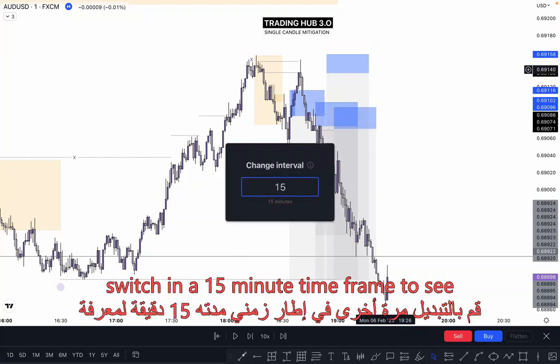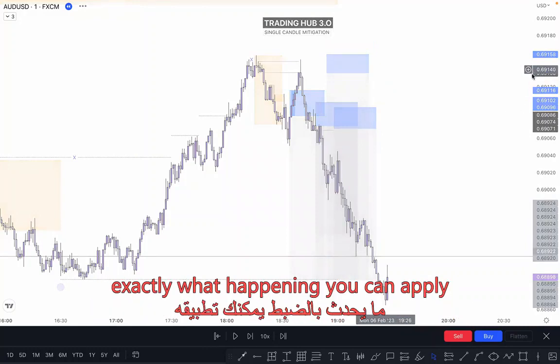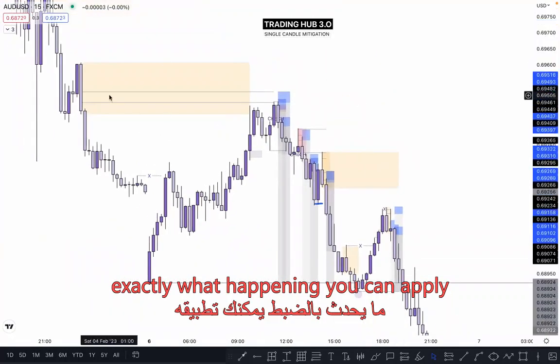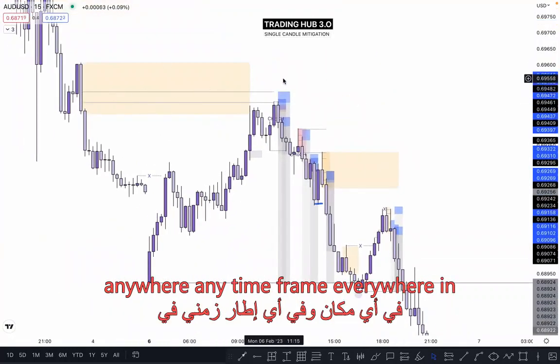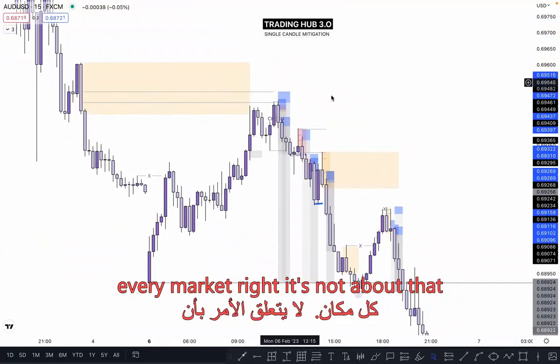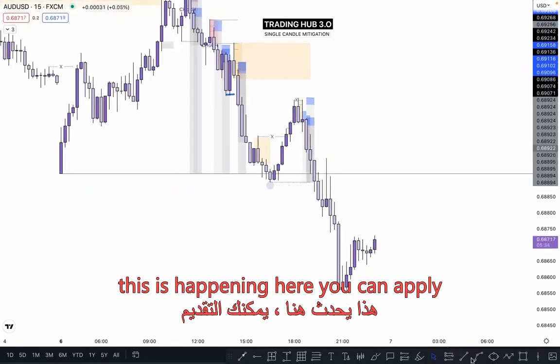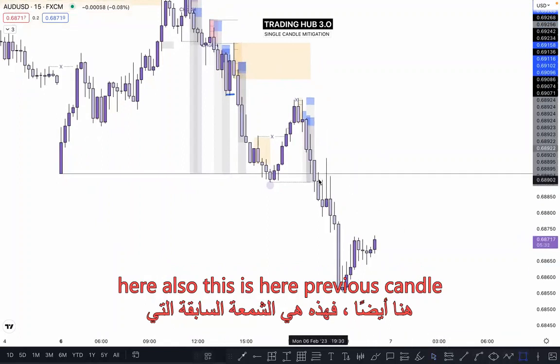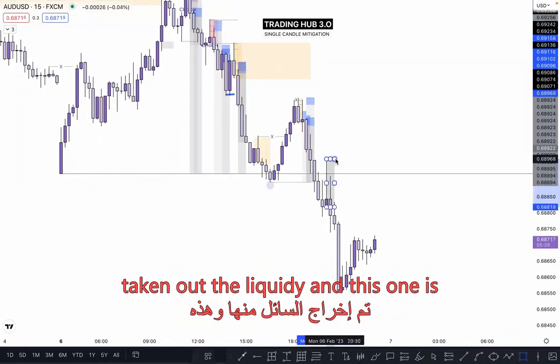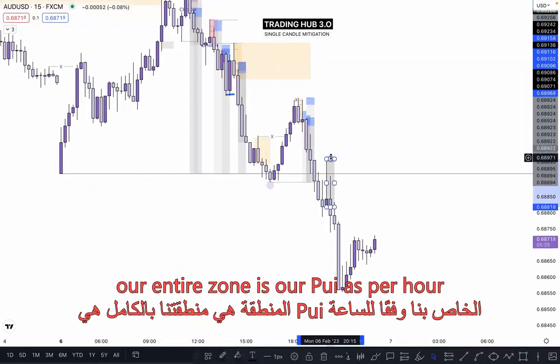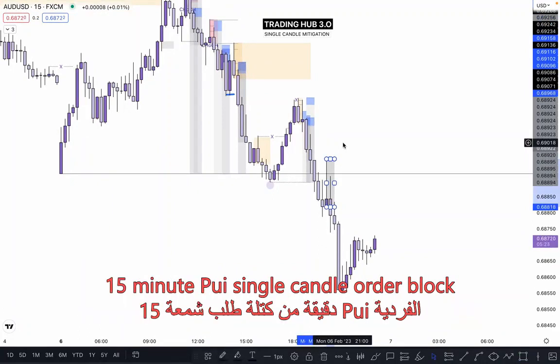Now again switch to the 15-minute time frame to see exactly what is happening. You can apply this anywhere, in any time frame, everywhere, in every market, right? It's not about this only happening here. You can apply it here also. Here the previous candle has taken out the liquidity, and this entire zone is our PUI as per our 15-minute PUI, single candle order block.